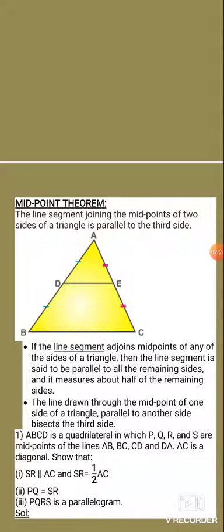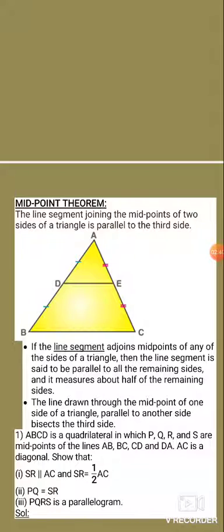The line drawn through the midpoint of one side of a triangle parallel to another side bisects the third side. So listen carefully, it's the converse. The line drawn through the midpoint of one side of a triangle parallel to another side bisects the third side.